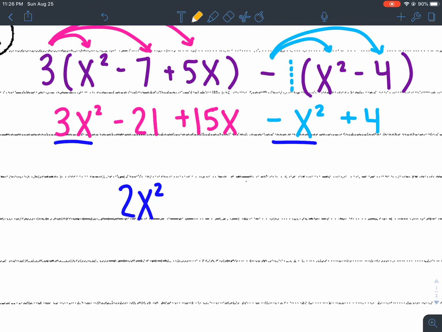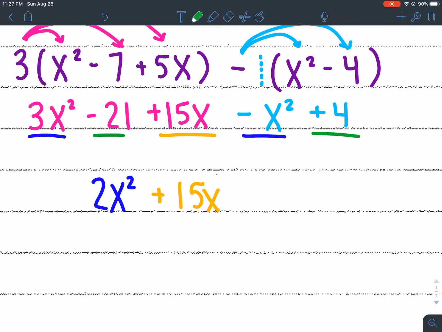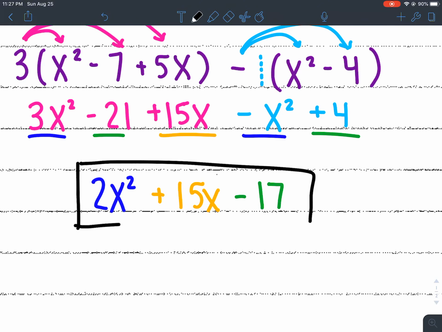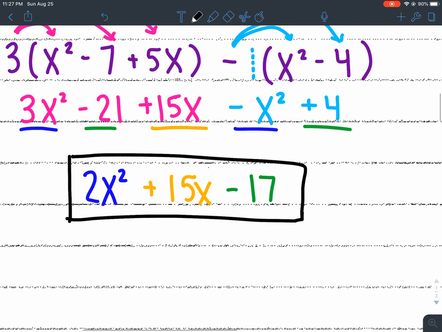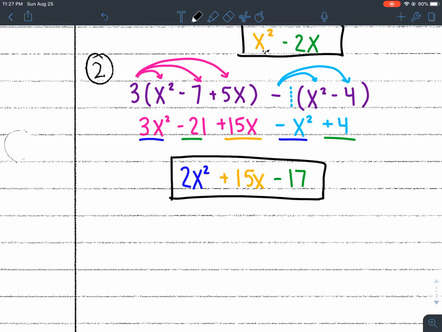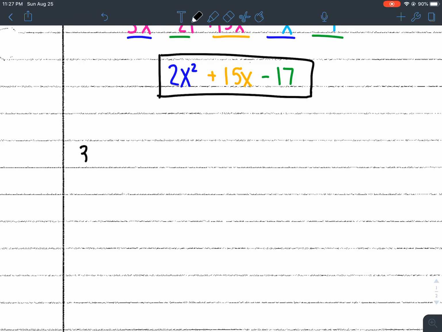Our next highest exponent is going to be 1, which is just the 15x. I can't combine that with anything else, so that just stays the way it is. And then next I have negative 21 and positive 4. Those are like terms. I'm going to have negative 17 there, because negative 21 plus 4 is going to be negative 17. And that is my final expression. This is a second degree trinomial because the highest degree is 2, and it is trinomial because there are 3 terms.